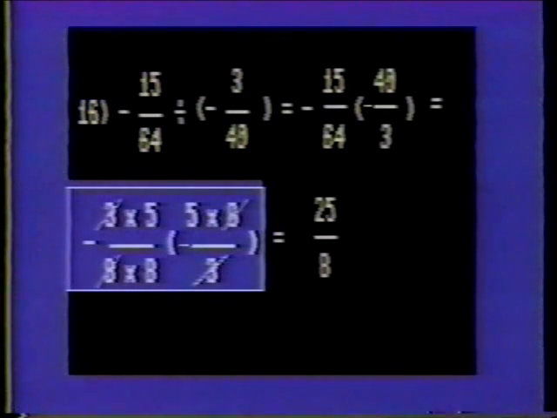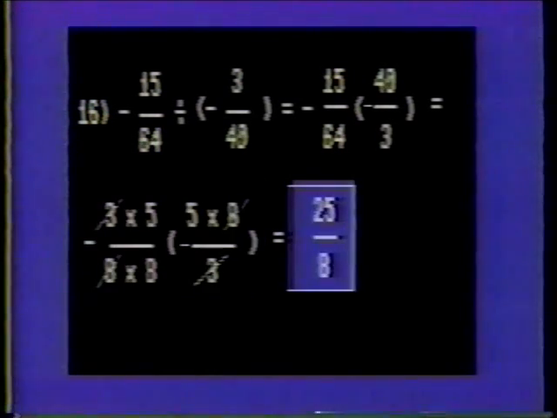Negative 3 times 5 divided by 8 times 8 is equivalent to negative 15 over 64. Negative 5 times 8 divided by 3 is equivalent to negative 40 over 3. The 3's and 8's cancel each other out. The equation becomes negative 5/8 times negative 5 over 1, which is positive 25 over 8.